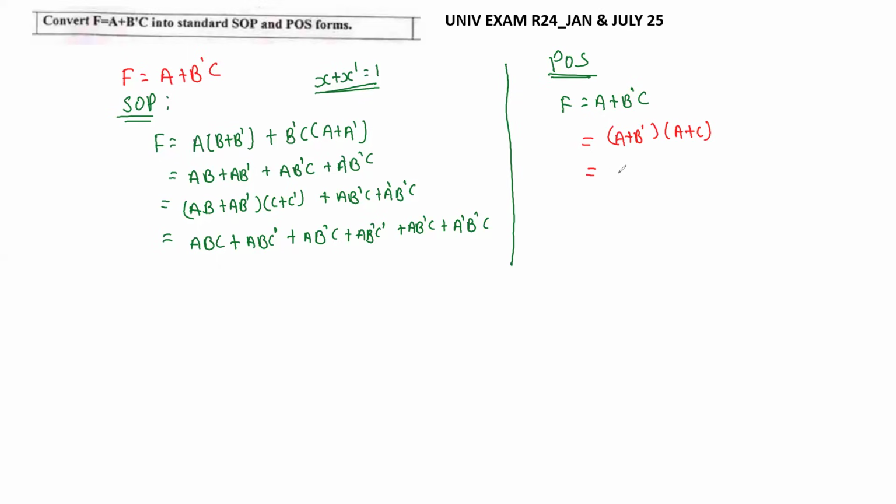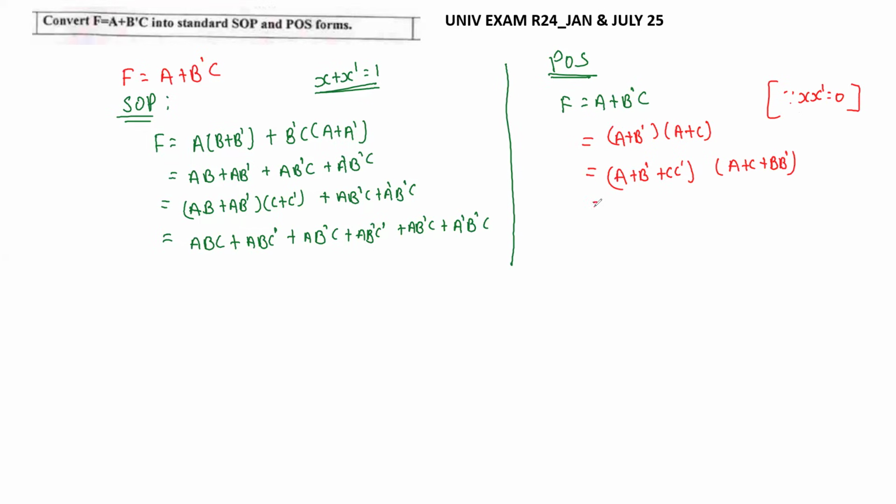So now here in the first one, which literal is missing? C. In the second one, B is missing. So here in this, we can add C into C dash, since C into C dash is what? 0. And here A plus C plus B into B dash. Why are we doing this? Since X into X dash is what? 0. And here you are using the distributive properties.